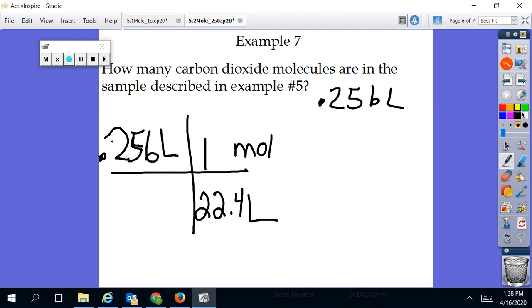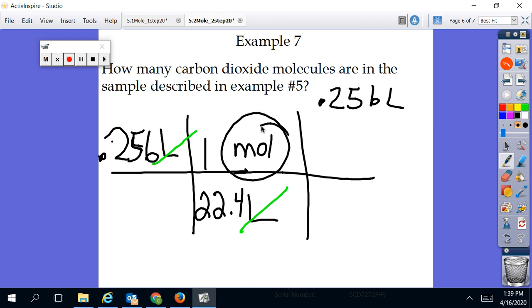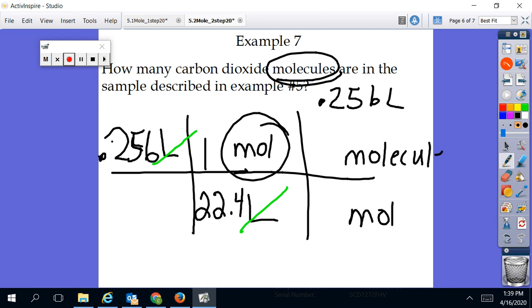And now once we've canceled out the liters, and we're in moles, so our new given now is moles. So now this is our given. So we want to cancel out that moles and get into the desired unit, which is molecules. Okay, now to go from moles to molecules, looking at our mole triangle, we know we use Avogadro's number. So that's where that 6.02 times 10 to the 23rd molecules equals 1 mole. Mole cancels out. Okay, and now we're left with molecules.